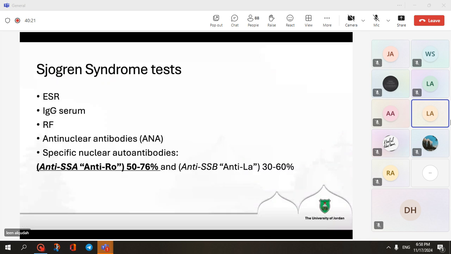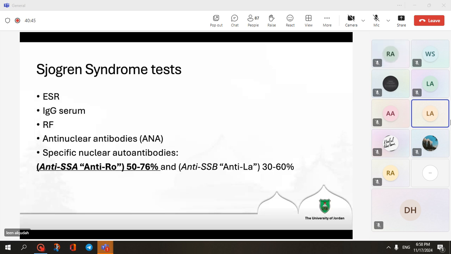Of course, you can do tests. The test out there, you have the ESR, which is the erythrocyte sedimentation rate, will be elevated. This is non-specific. Anybody that has any condition going on in their body will have an elevated ESR. IgG serum will also be elevated, also non-specific. The rheumatoid factor may be positive specifically for patients who have a secondary Sjogren syndrome.